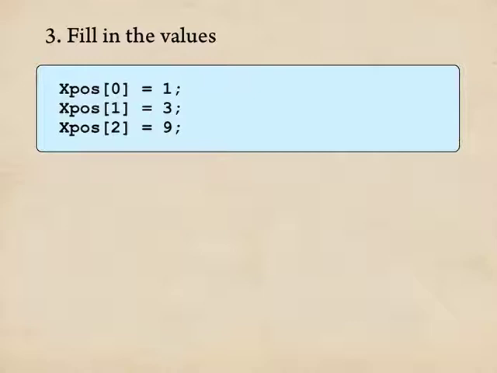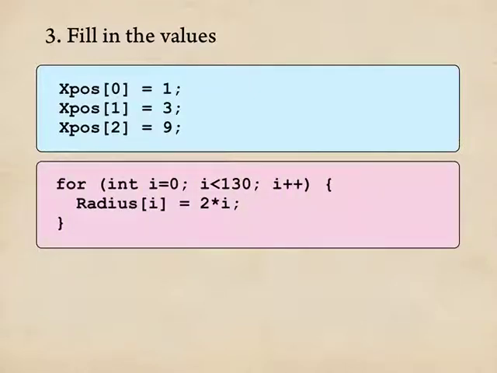You might remember that our radius array has 130 values. So how are we going to fill that in? Almost always, you're going to use a loop. So here I have a for loop.